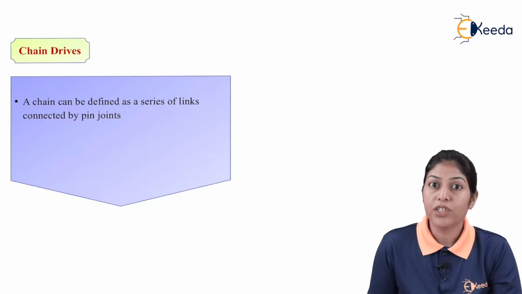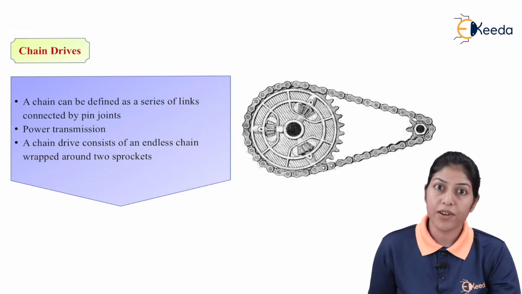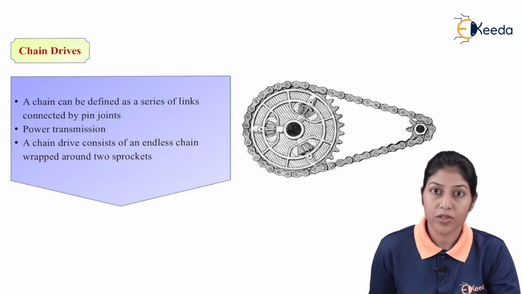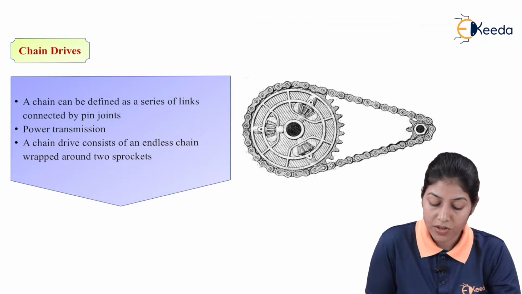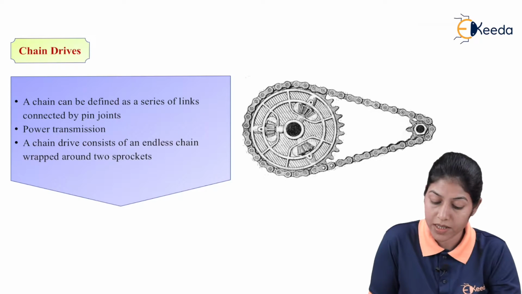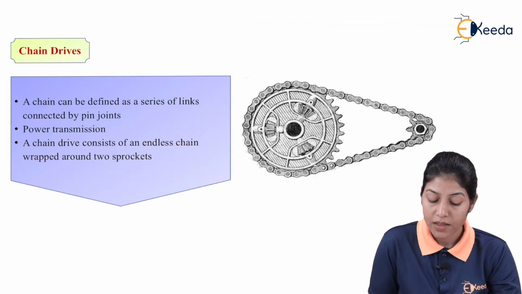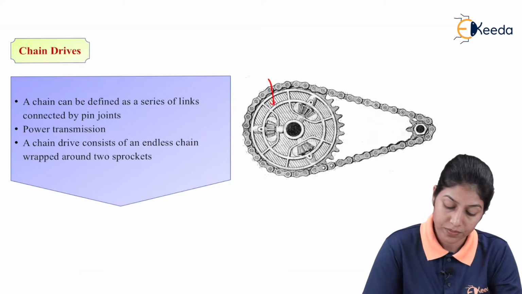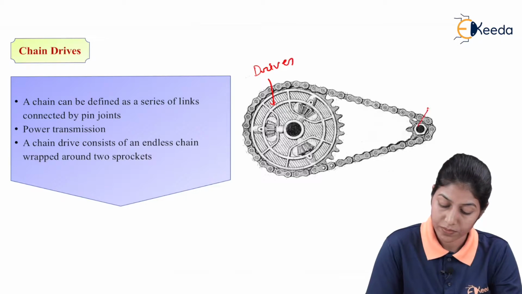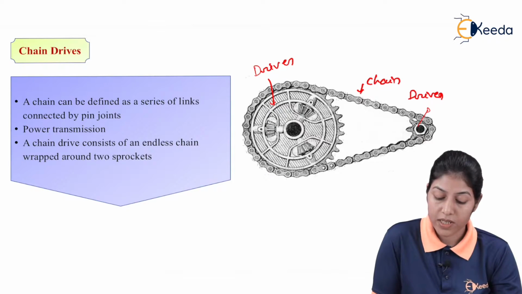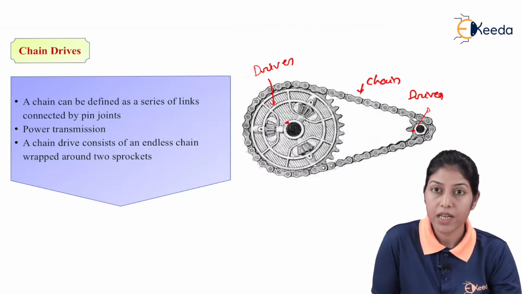If we define chain drives, a chain drive generally consists of three parts. One is the driving part or driving sprocket, another is the driven sprocket, and one chain is wrapped around this driving sprocket and driven sprocket. So this is the driving part, this is the driven part, and this is the chain.